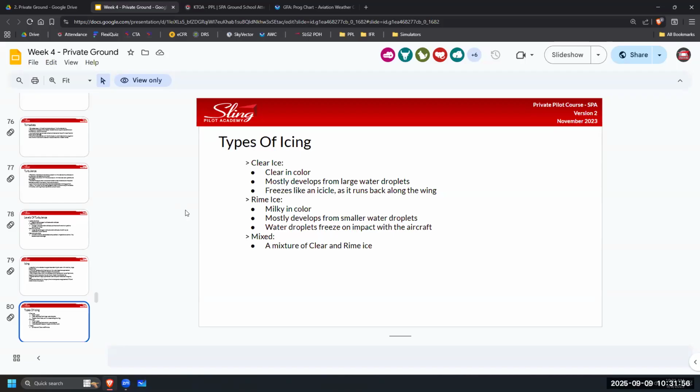Okay? Rime ice, on the other hand, is milky in color, so you're able to see it better. And it's mostly smaller water droplets that freeze on impact when they hit the aircraft. So rime ice is going to build up on the leading edge of the wing. So it's not going to roll back towards our control surfaces, but it will disrupt airflow because it's creating like hard ice that impacts on the leading edge.